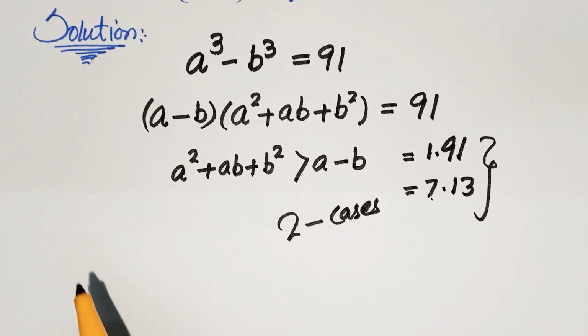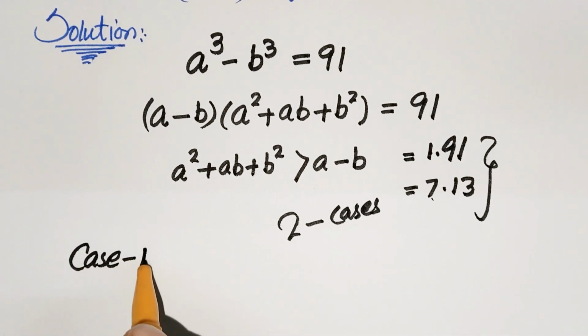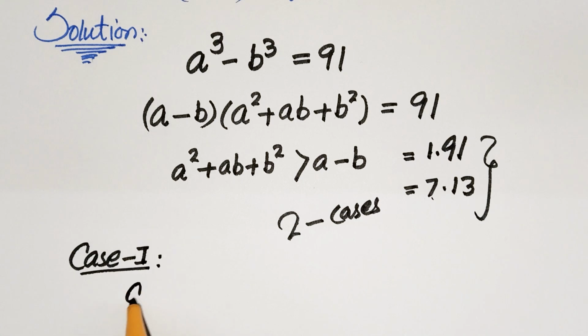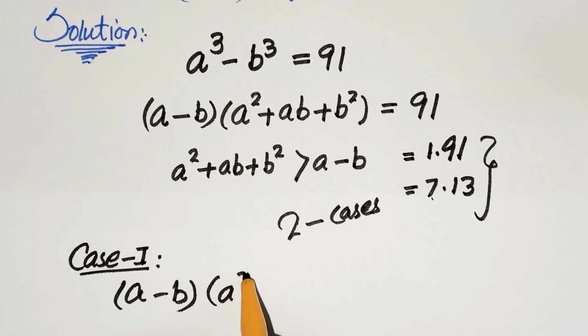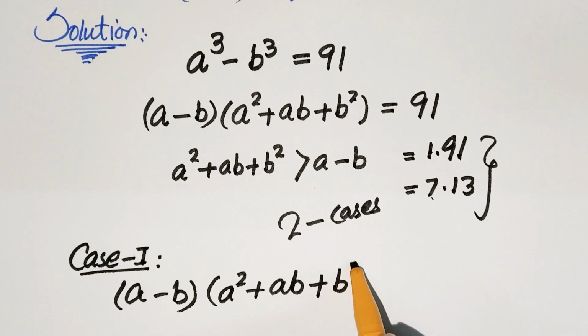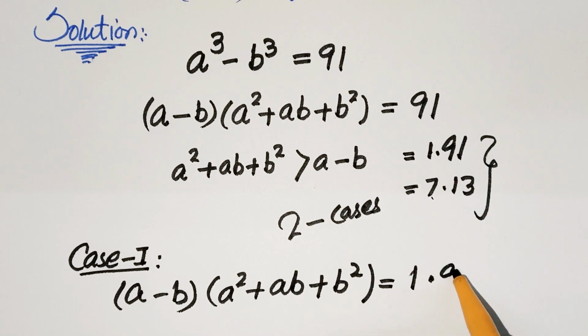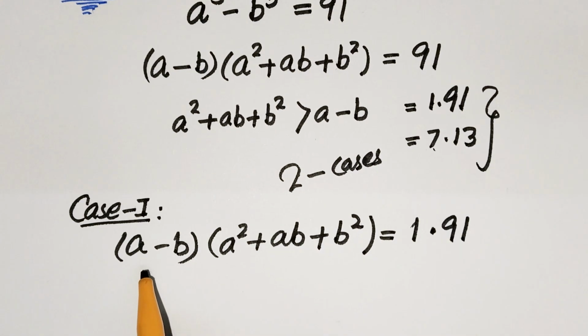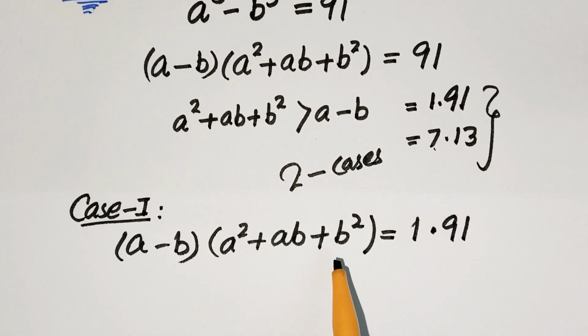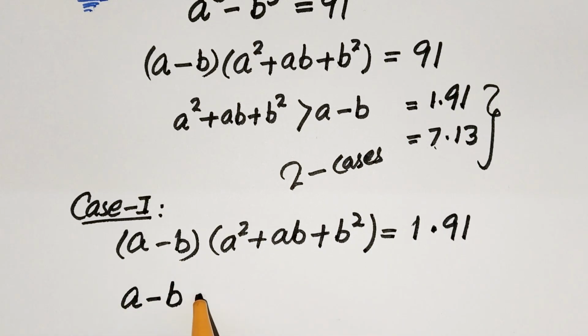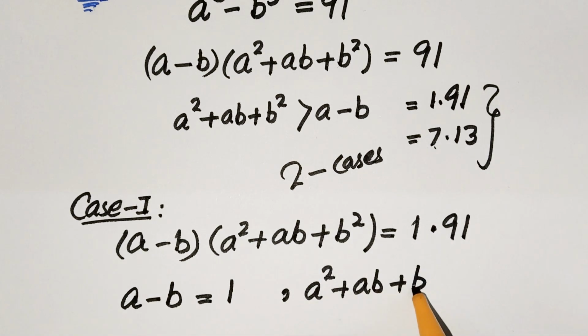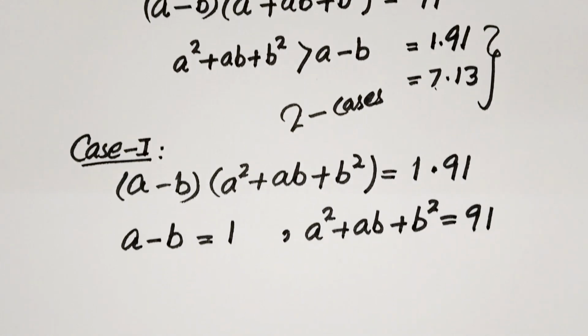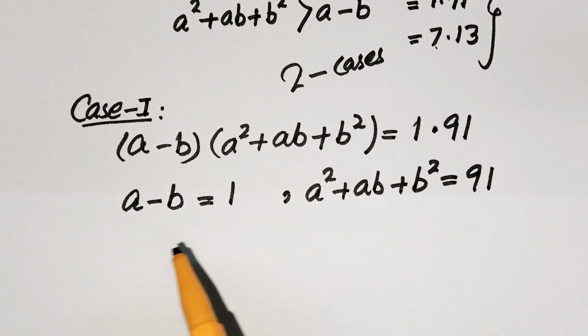So now we are going to solve case 1, that is (a minus b) times (a squared plus a times b plus b squared), which is equal to 1 times 91. So here the small factor, this 1, is equal to a minus b, and this 91 is equal to a squared plus ab plus b squared. So a minus b is equal to 1, and by a system of equations, a squared plus ab plus b squared is equal to 91. So I have to solve for the values of a and b from these two equations.